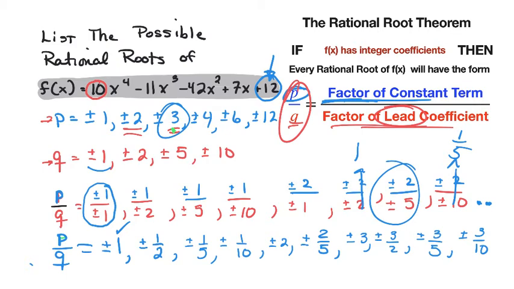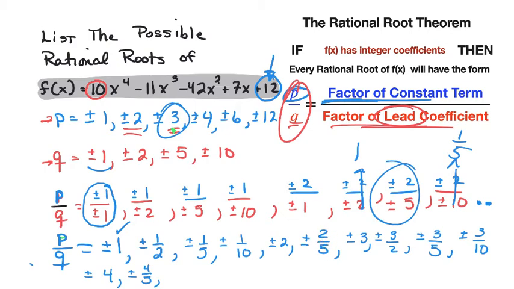Now I'm going to do my 4. 4 over 1, which is 4. 4 over 2, so I'm doing the 4 over the 2, but that's just 2 again. We already got 2 in the list. 4 over 5, I don't have it in my list yet, so I'll put plus or minus 4 over 5. 4 over 10 simplifies to 2/5, and so I already have that in here, so I don't have to do the 4 over 10. Or I do it, but I already have it.